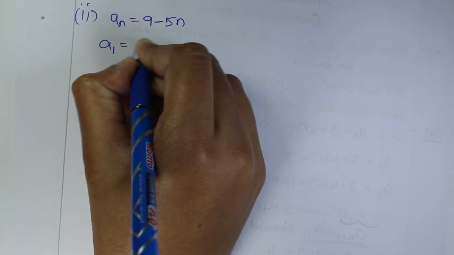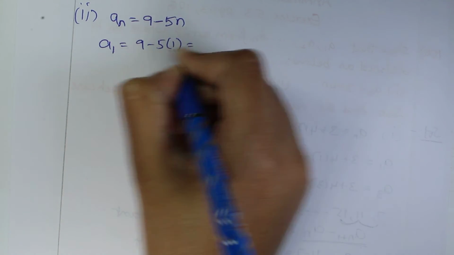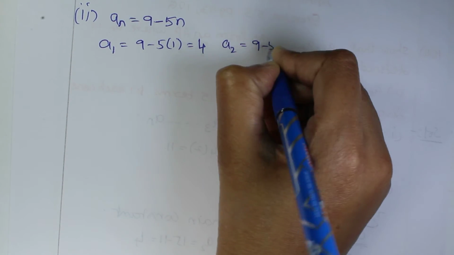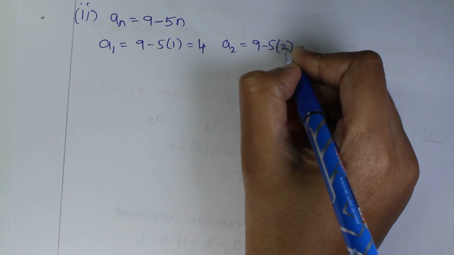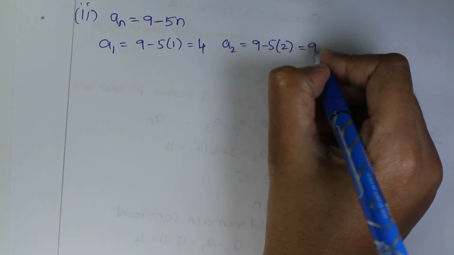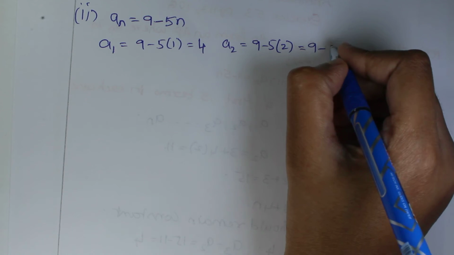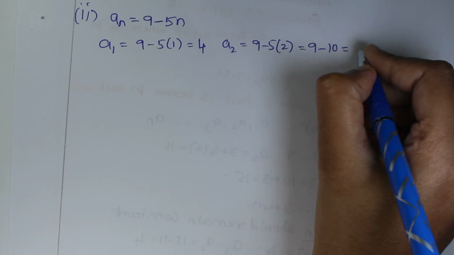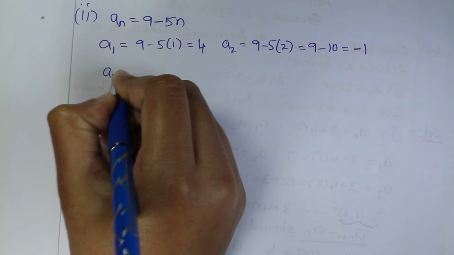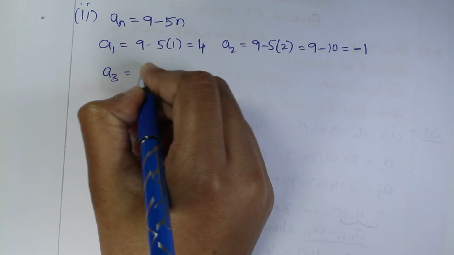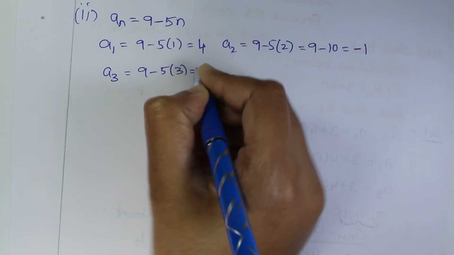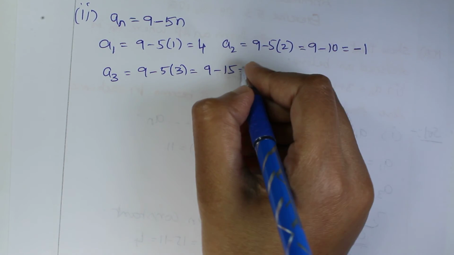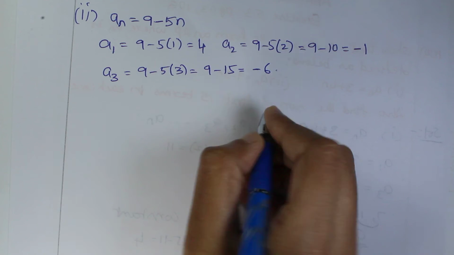a1 becomes 9 minus 5 into 1, that is 9 minus 5, which is 4. a2 becomes 9 minus 5 into 2, that is 9 minus 10, which is minus 1. a3 is equal to 9 minus 5 into 3, that is 9 minus 15, which is minus 6.